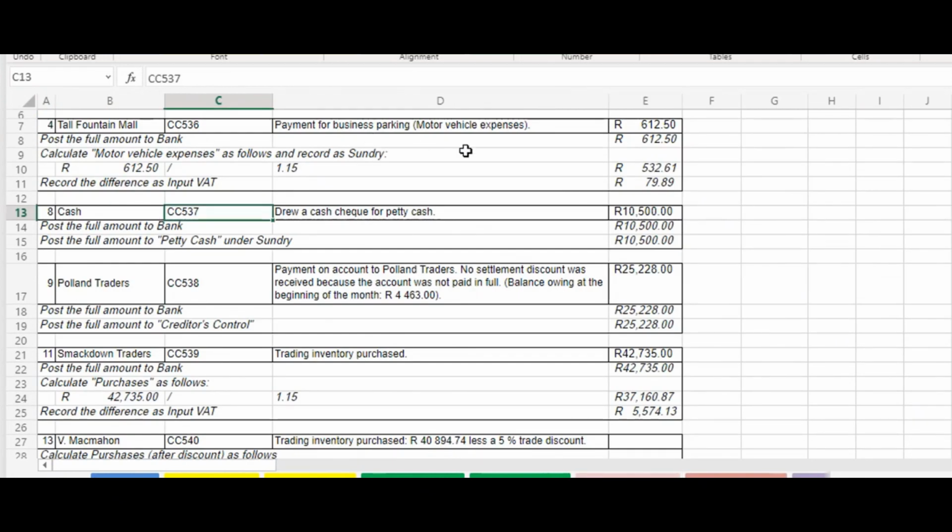In the case of our business parking, motor vehicle expense, we post the full amount to bank, the 612.50. We calculate motor vehicle expenses, the account given there, by dividing, like always, by 1.15, and we record the difference as the input VAT.